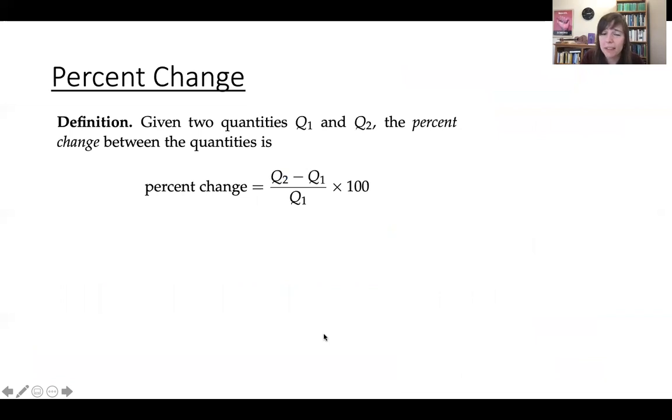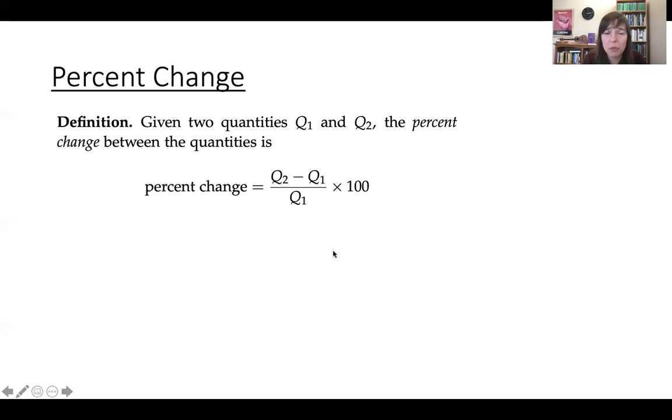All right. The next application your book discusses is percent change, which is a really handy thing to understand. If you read the newspaper or op-ed or something like that, you'll see percent changes given all the time. So it's good to understand where these come from and what it means.